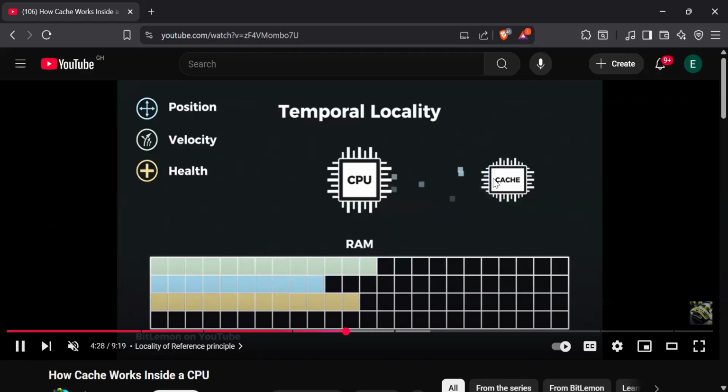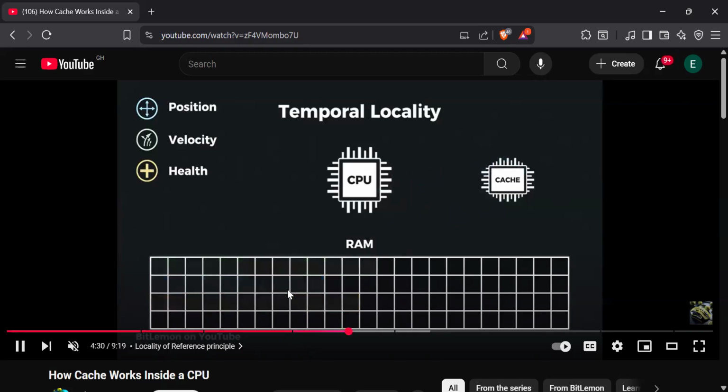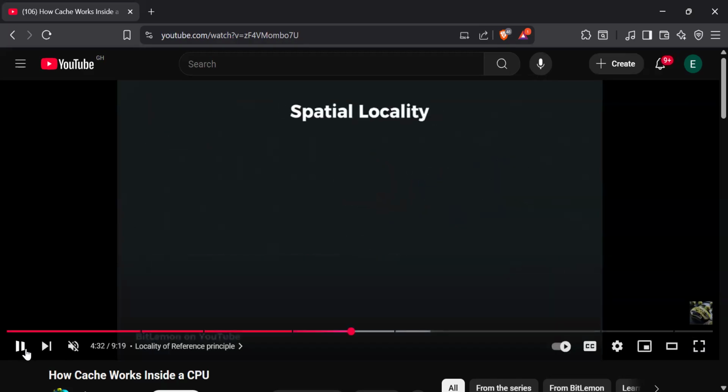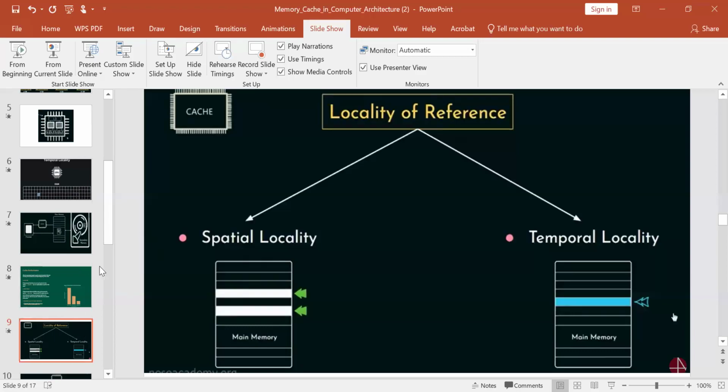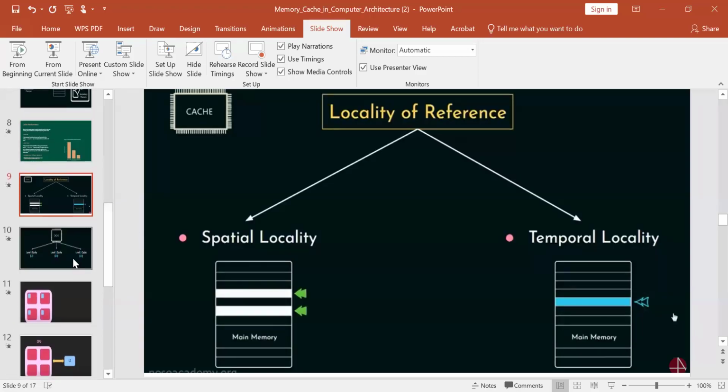So that in future, whenever the CPU makes requests for this data, that data will already be in existence. And then we do not have to go through the long process of having to wait for that data to be delivered to us. So that's basically what happened.